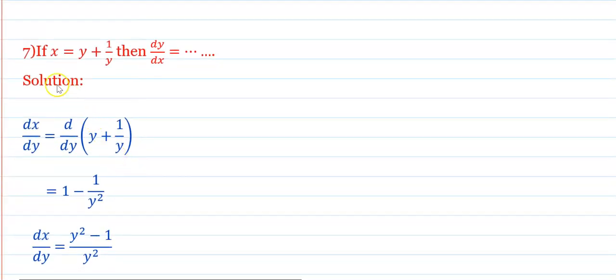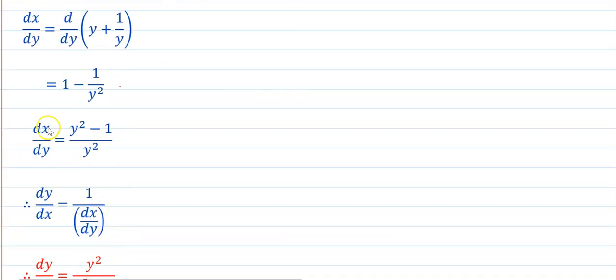Okay. If x is equals to y plus 1 upon y, then dy by dx is equals to. Now this x is given in terms of y. Therefore, we will differentiate this with respect to y. Differentiate first with respect to y. Therefore, dx upon dy is equals to ddy of y plus 1 upon y. What is the derivative of y? It came 1. 1 upon y minus 1 upon y square. We will simplify. 1 into y square minus 1 upon y square. This is the dx upon dy.